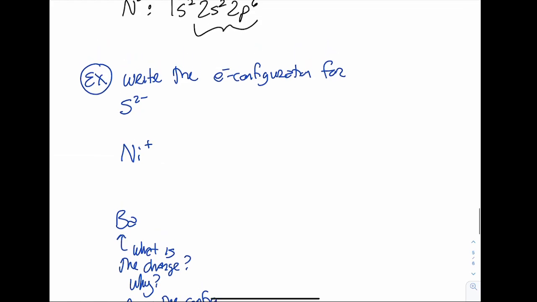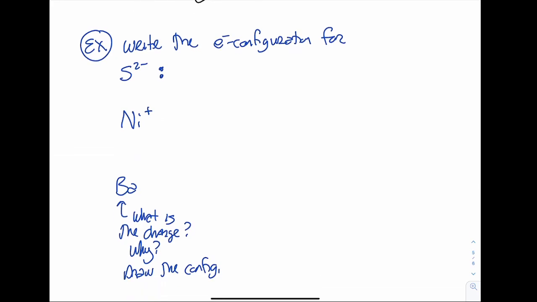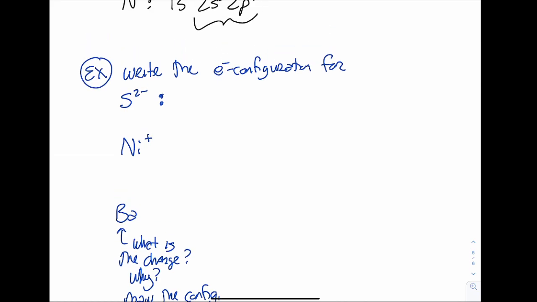Okay guys, hopefully you did that. So sulfur has a -2 charge, and I could have done the same thing that I did with barium. I could have asked you what the charge is, why, and then to draw the configuration. So I'm going to draw the electron configuration for just sulfur first, and then I'll add the 2 electrons to show you the charge. So 1s2, 2s2, 2p6, 3s2, and then 3p4 if I was just drawing sulfur, not sulfur with the -2 charge, so just plain sulfur.